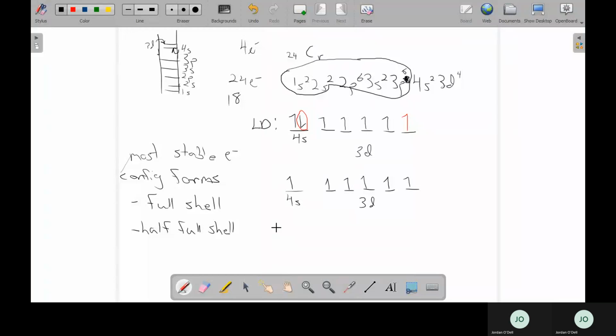So anything in the same group on the periodic table as chromium is going to exhibit this exception. So if you go down the row from chromium, or down the group from chromium, you will see the same pattern over and over.